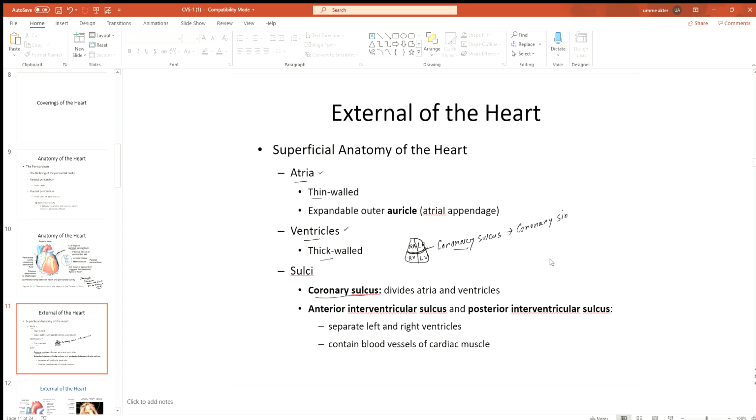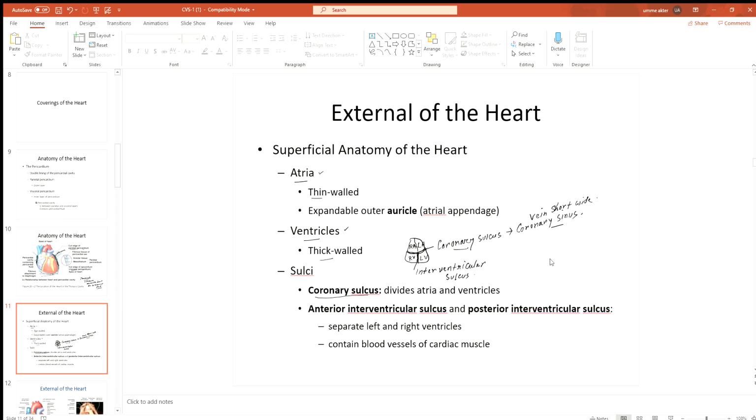that is called the coronary sinus. It is a short, wide vein located in the coronary sulcus in the back of the heart. Then between the two ventricles you have another sulcus or groove on the surface of the heart. This is called the interventricular sulcus. Makes sense? Between two ventricles, interventricular sulcus.